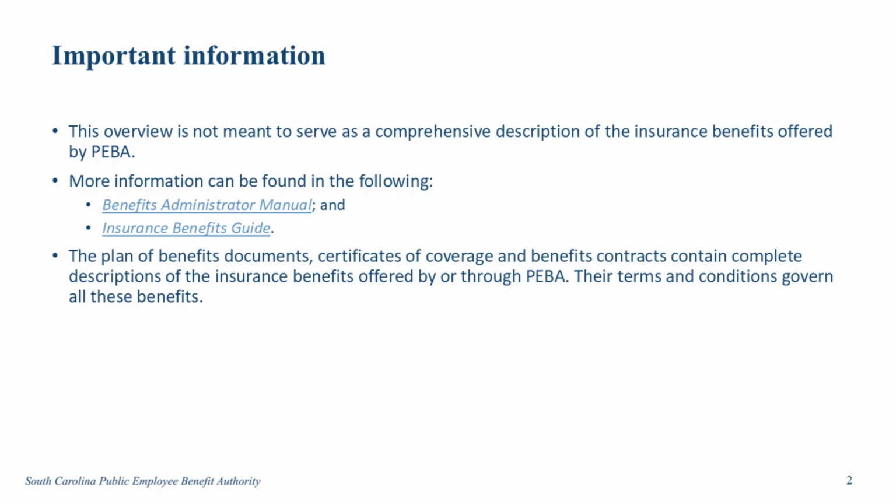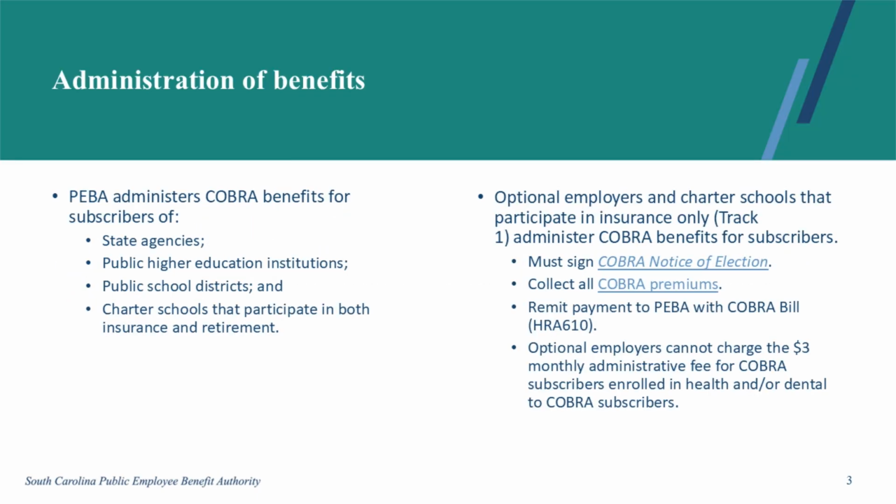For more information on each benefit, see the Benefits Administrator Manual, as well as the Member-Facing Insurance Benefits Guide. PEBA is the COBRA administrator for subscribers of state agencies, public higher education institutions, public school districts, and charter schools that participate in both insurance and retirement. Optional employers and charter schools that participate in insurance only are responsible for the administration of COBRA benefits for their subscribers. This responsibility includes signing the COBRA Notice of Election form. PEBA will activate coverage upon receipt of the signed form.